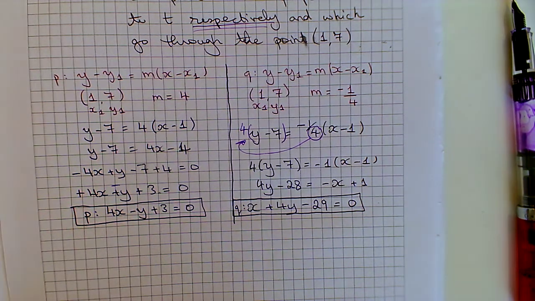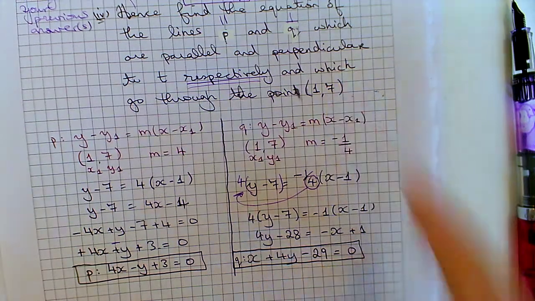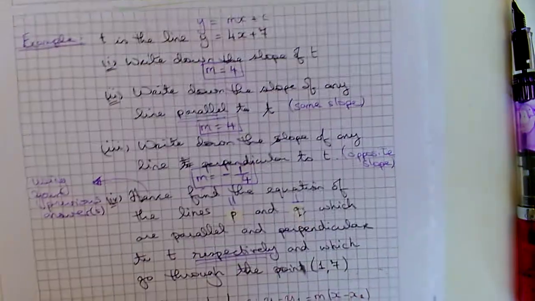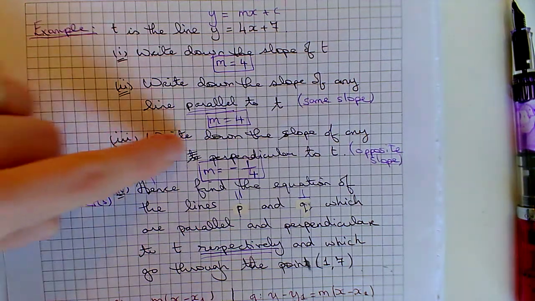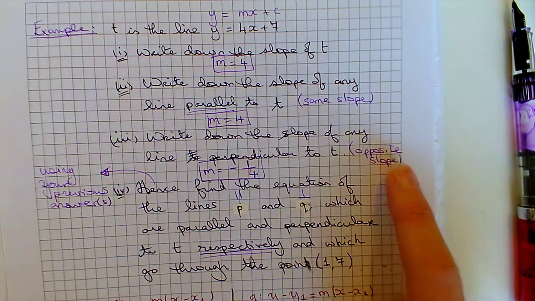Okay, so that's how we find parallel and perpendicular lines, the equations. We need to be told a point or enough information to find a point. We use the original equation to find the slope in question. And we must remember that parallel lines have the same slope and perpendicular lines, opposite slopes. Turn it upside down and change the sign.